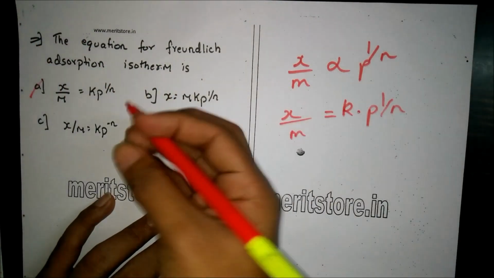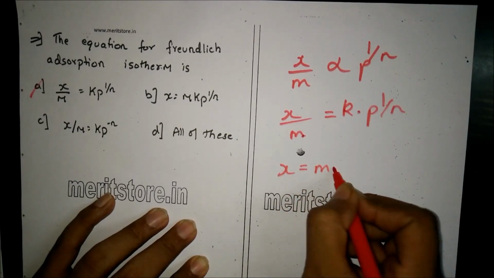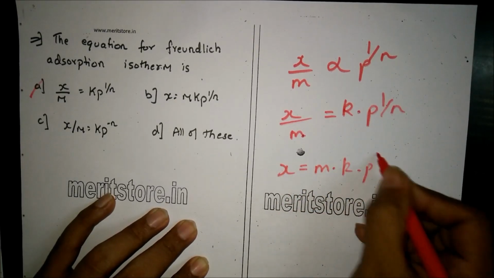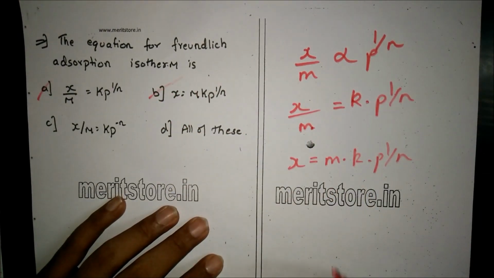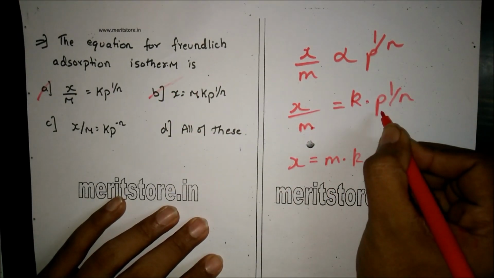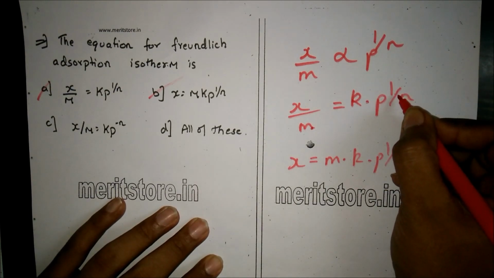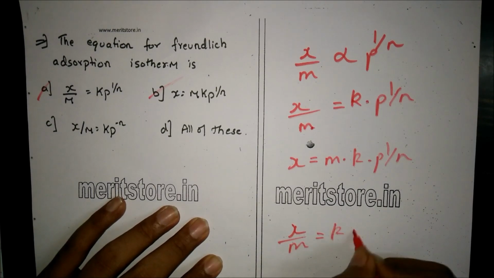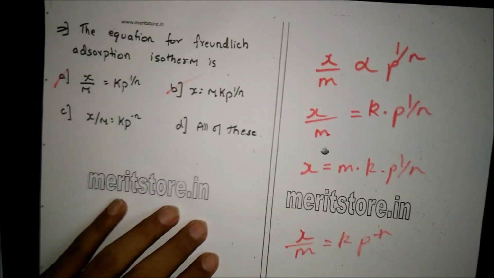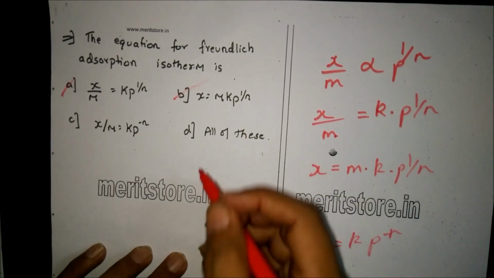Now, we can take m on this side. Therefore, x = m into k into P raised to 1/n. Therefore, here B is also the correct answer. Now, P raised to 1/n can be written as P raised to minus n. Therefore, x/m = k into P raised to minus n. Therefore, here C is also the correct answer. So, actually, the correct answer is option D, all of these.